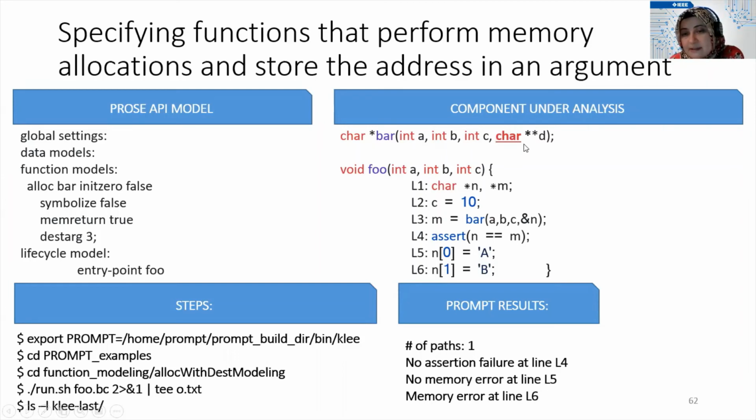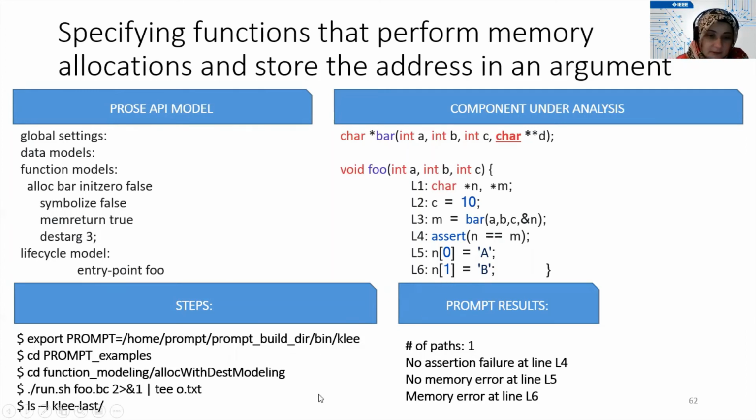Since the base type is char in this example, it will be an array of size 1. And in this example, the address will be stored both in n, and it will be returned and stored in m. So we expect this assert statement to hold. And since it's an array of size 1, using index 0 is fine. Using index 1 will create a memory error.